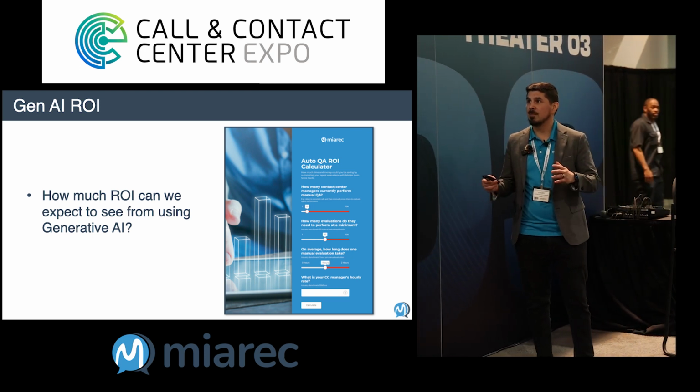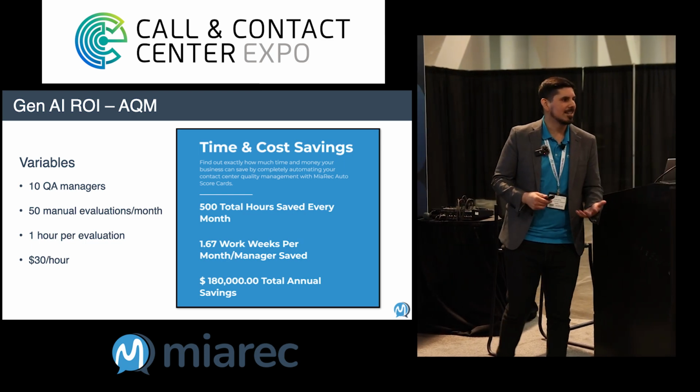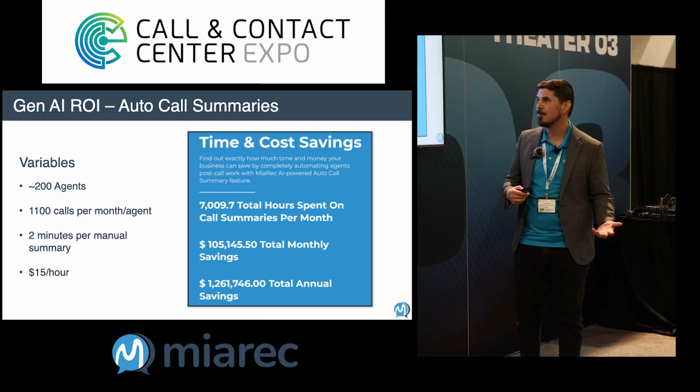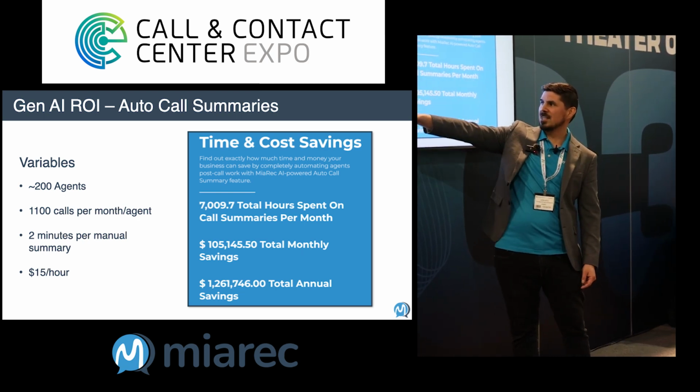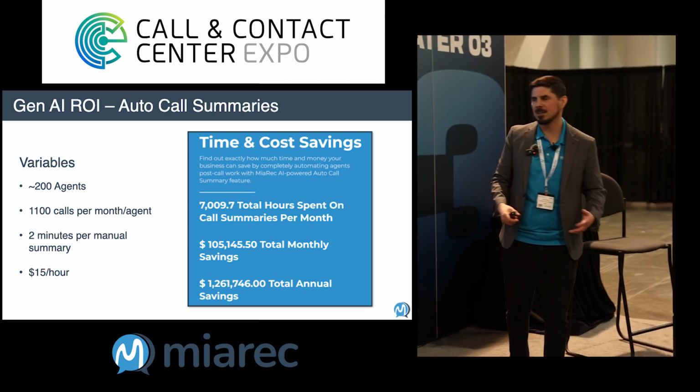And another one that's even better is the automatic call summary. Because again, your agents take a lot of time to write these summaries. So if we're doing it for them, we're going to save a lot of time in the labor costs you pay. So let's say you have 200 agents who take 1,100 calls per month, which is like 50 calls per day. That's a low number.